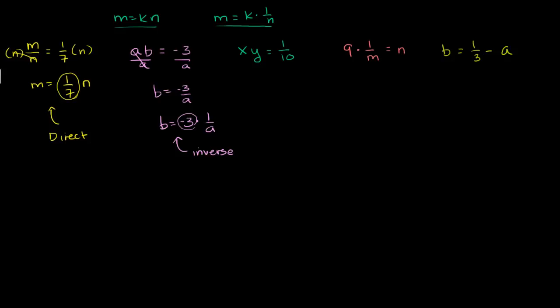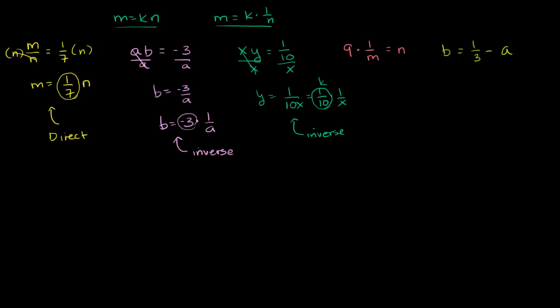Let's try this one over here. I'll try doing that same color. xy is equal to 1/10. Once again, let's try to separate the variables, isolate them on either side of the equation. Let's divide both sides by x. You could divide by y, because you're really just trying to find an inverse or direct relationship. So divide both sides by x. You get y is equal to 1/10 over x, which is the same thing as 1 over 10x, which is the same thing as 1/10 times 1 over x. So y is equal to some constant times 1 over x. Once again, this is an inverse. The y and x vary inversely.